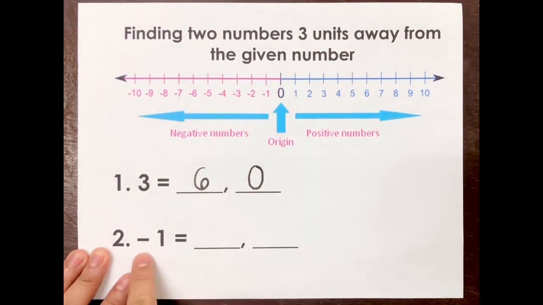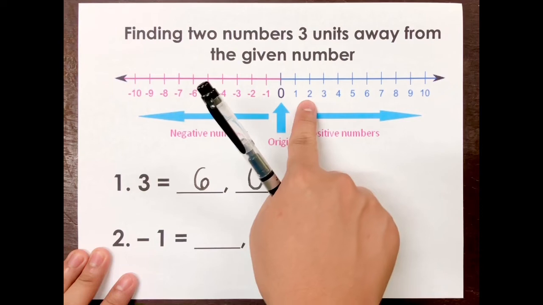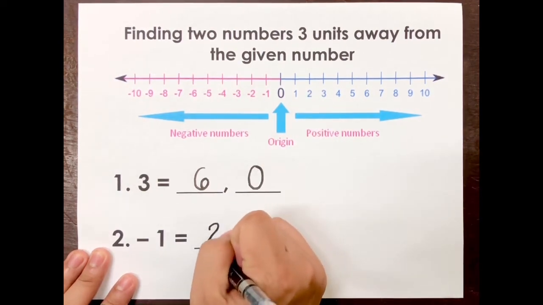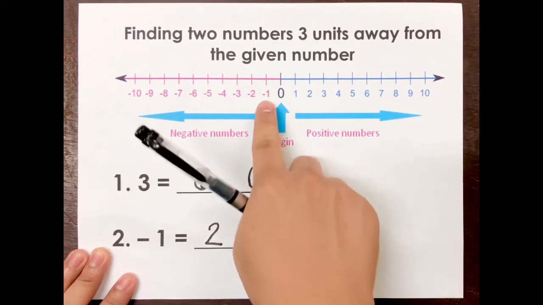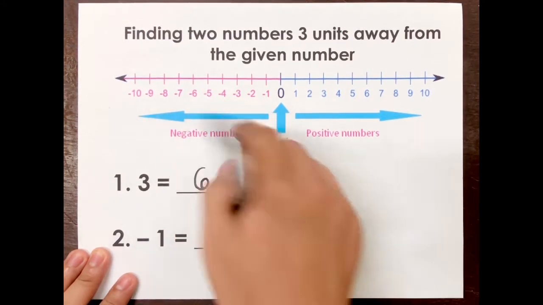For number 2, we have negative 1. Negative 1 is here, so we count 3 units to the right of negative 1. So we have positive 2. And 3 units to the left of negative 1. 1, 2, 3. So we have negative 4.